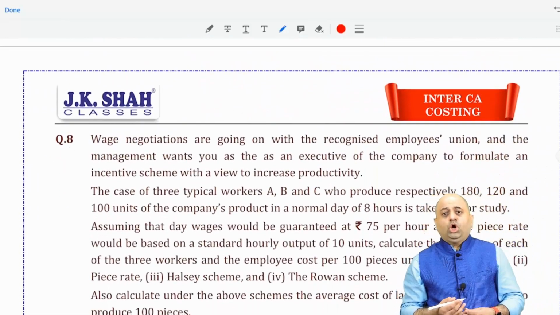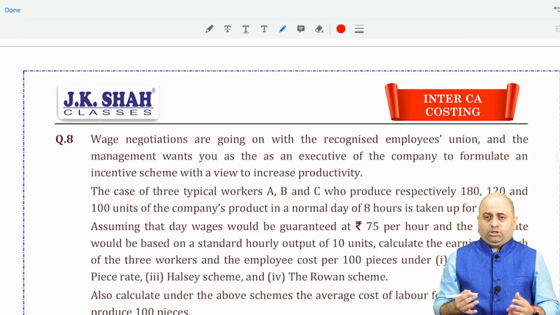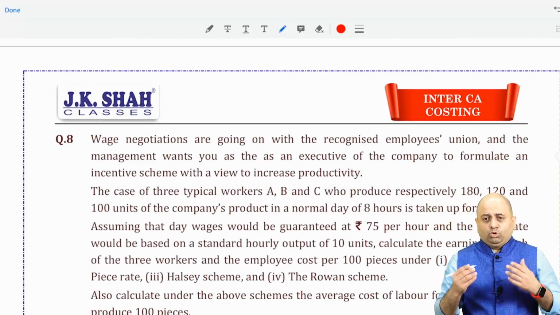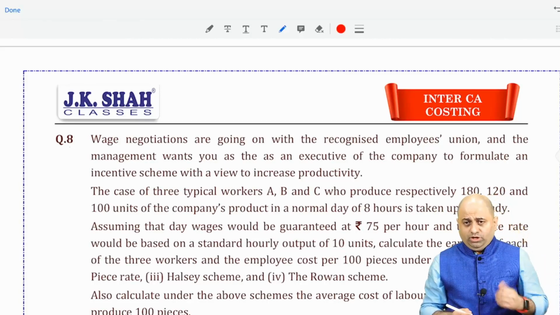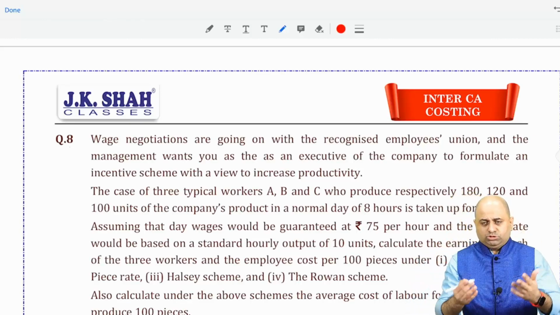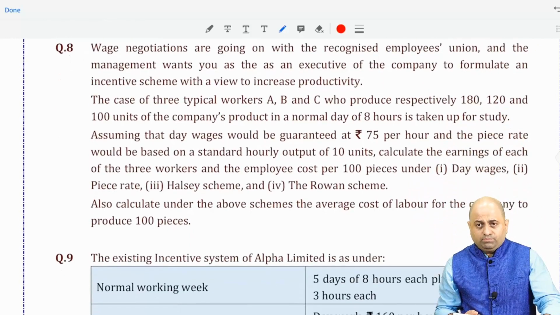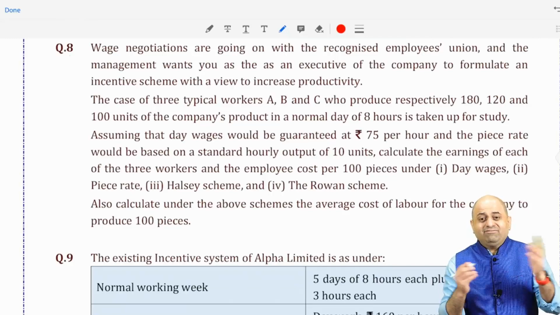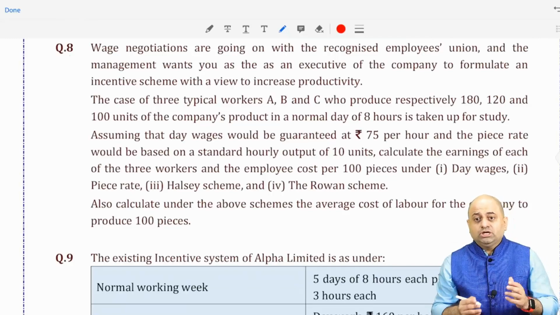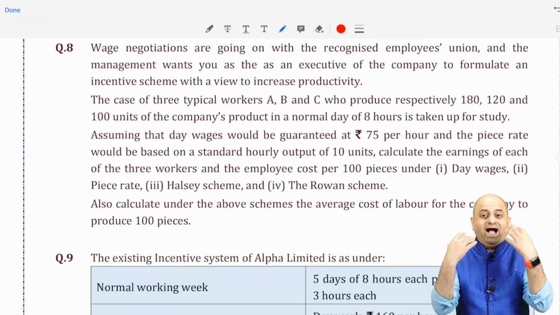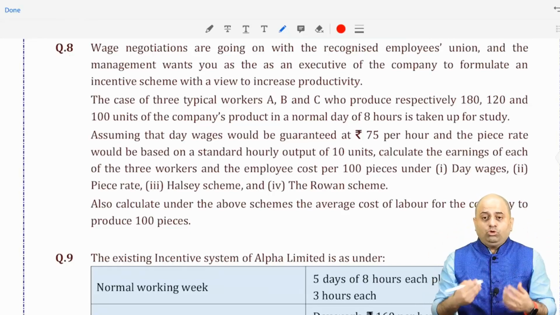Next question, a very long question. It took lots of time to solve. Only point, rather multiple points, should I use the words, to remember is this. They have given various words. We need to convert that into our known words.